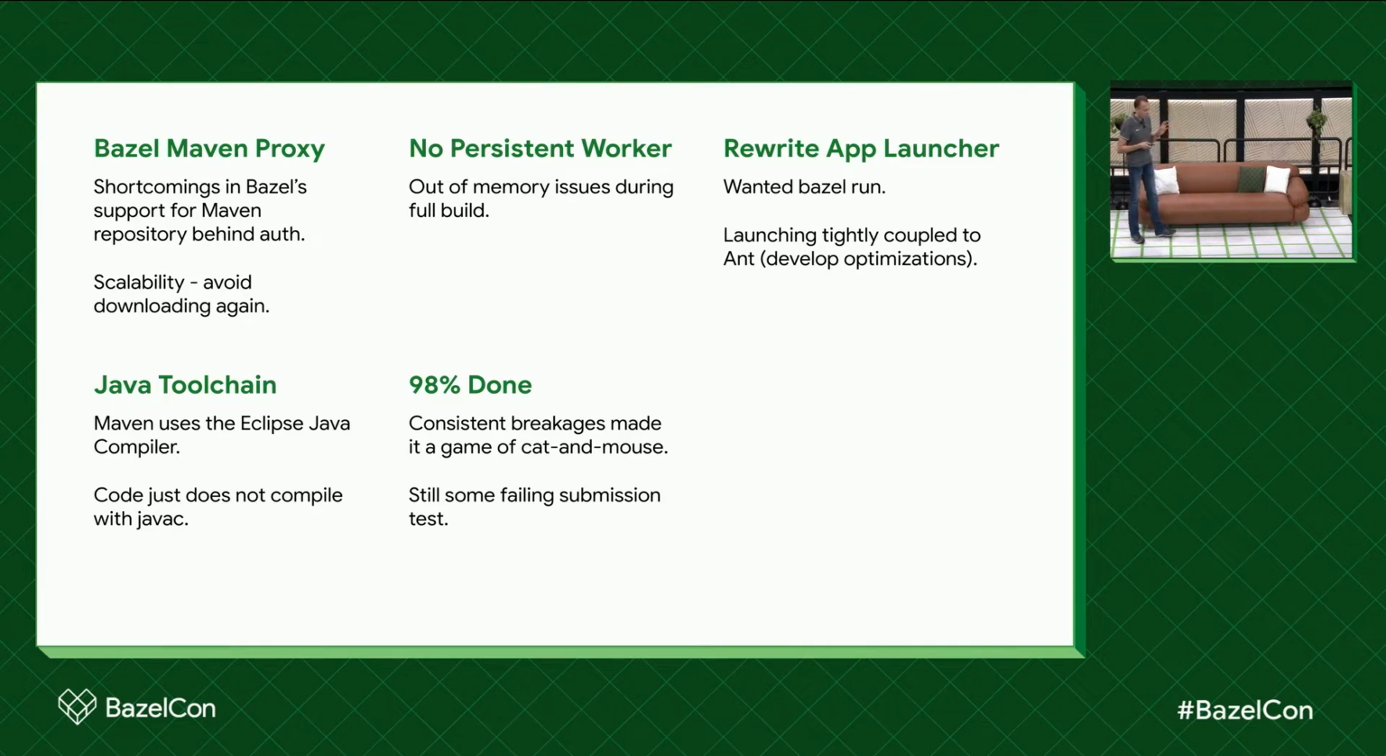A few remaining problems: we weren't able to get persistent workers done because we ran into memory issues. Some of the source generators are not great at being persistent. Turns out that we looked into the Maven implementation, and the Maven implementation actually was forking a process for them. We wrote a proxy to be able to avoid basically re-downloading all the Maven jars. And also back in the day, when we started this 2.5 years ago, the support for authentication wasn't great. And we had to build our own Java toolchain because, guess what?